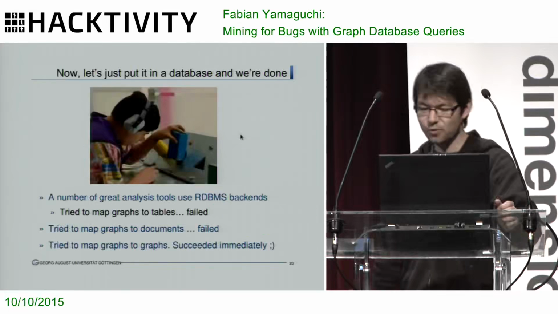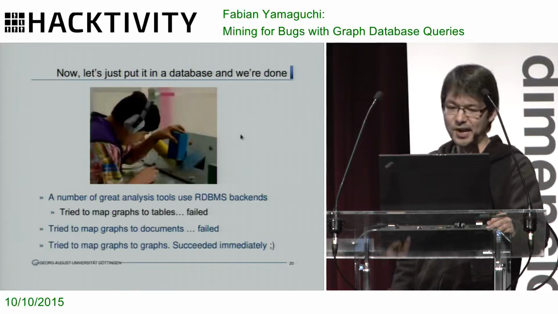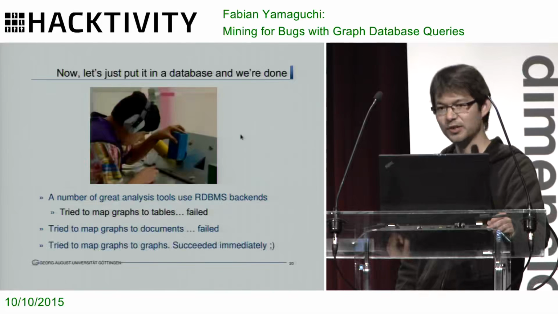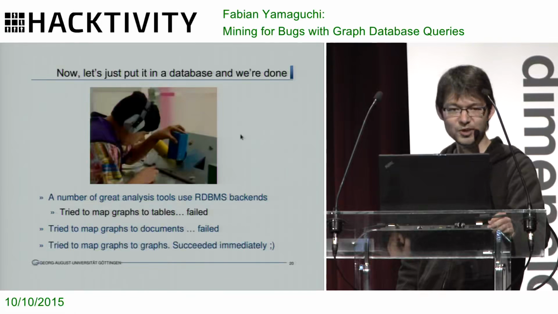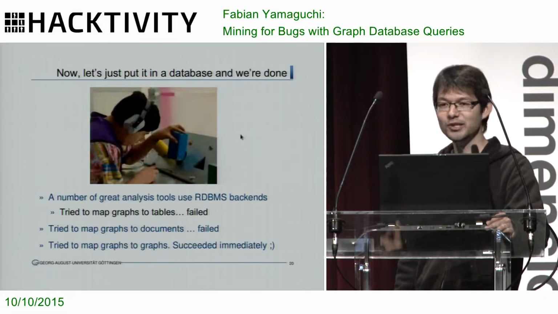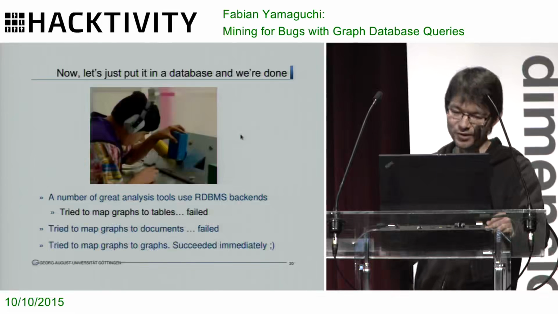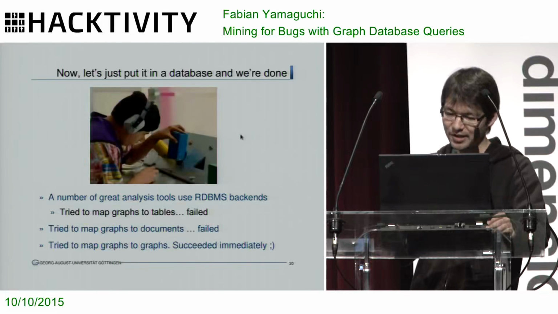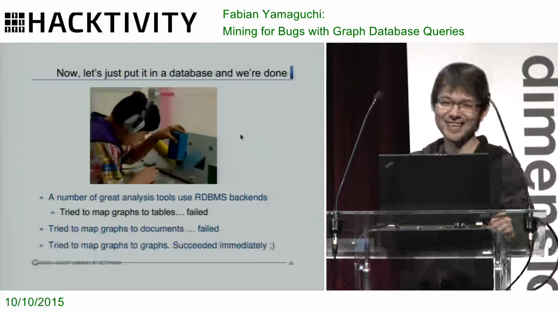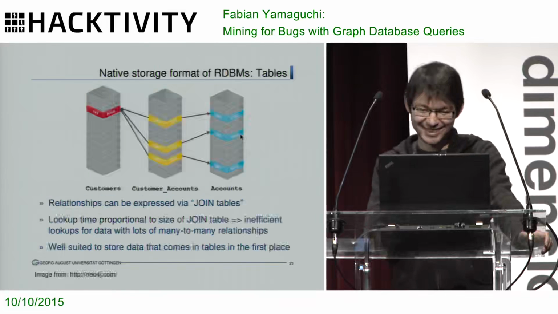Now, once we have this, we wanted to somehow store it, to query it. And we tried to store it in relational database management systems because there are a lot of good reversing tools that use relational database management systems. So we're thinking, why not? And we failed completely, writing a lot of code to just map graphs to tables, and failed. Then we tried out document databases for some reason. I'm not sure why, but of course that fails as well because mapping documents to graphs is hard. But actually, mapping graphs to graphs succeeds immediately, so yeah, we ended up using a graph database.